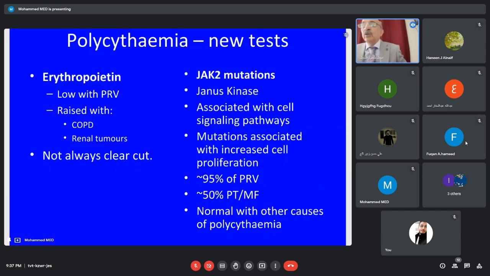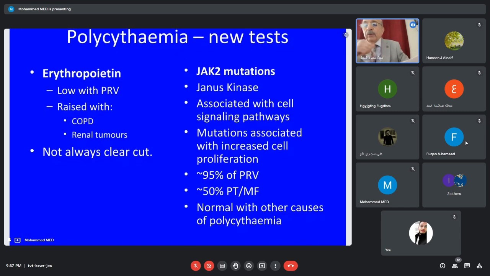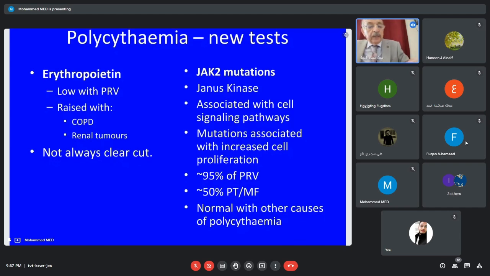Okay. JAK2 mutation test, if available, is diagnostic of polycythemia, and it should always be carried out. This is due to mutations. 95% of polycythemia rubra vera, this test is high. And it's normal with other causes of polycythemia. Next slide, please.